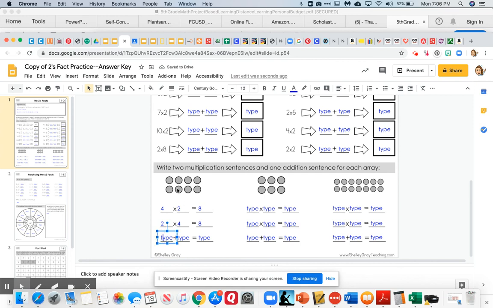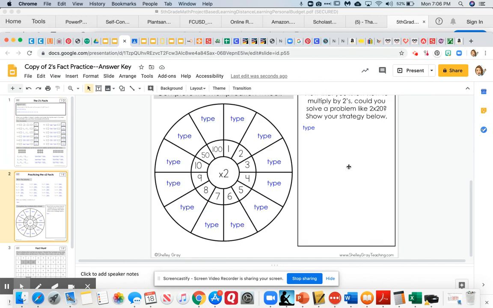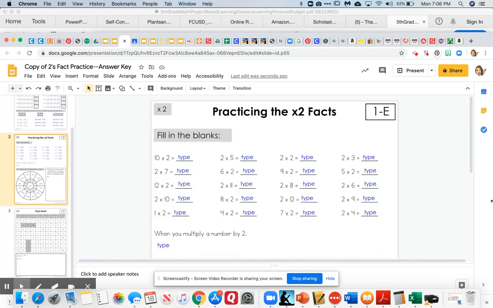And then you could make it into an addition problem. It could be 4 plus 4, and that would be equal to 8. So you get the idea on this. Again, you could go by rows, 4 plus 4, or you can go by columns, 2 plus 2 plus 2 plus 2, right? 2 times 4 is 8, 4 times 2 is 8. Same thing here, same thing here. Okay, next up. Let's go ahead and look at our next page.